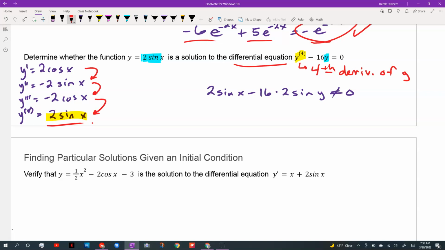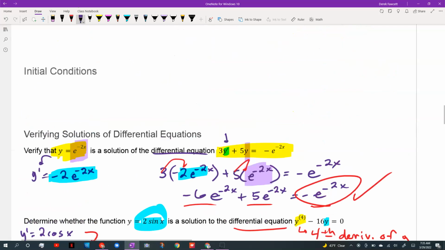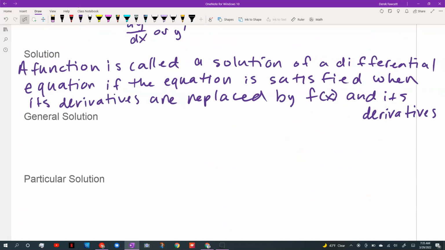And I substituted that in up here for y to the fourth derivative of y, which is right here. So it's the fourth derivative of y minus 16 times y, which again was the 2 sine of x. But we can stop there because we know that that's not going to equal 0, so we cannot verify. So it does not satisfy. Okay, that differential equation does not satisfy that function. All right, so that's what the solution means.